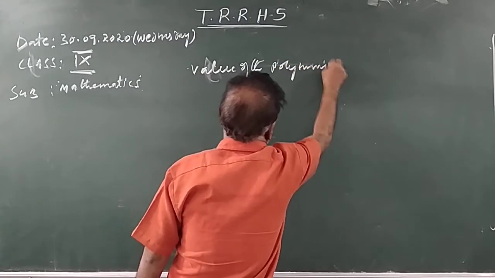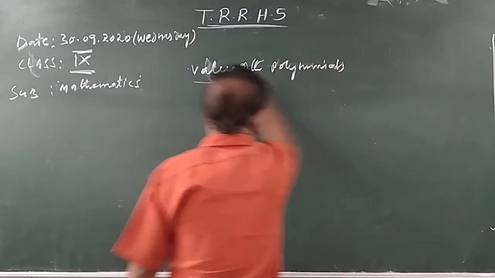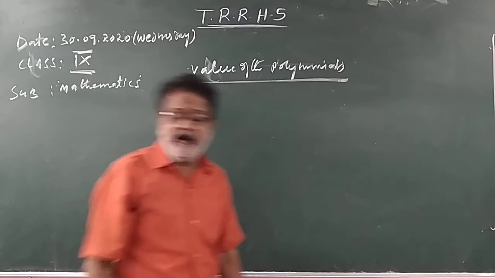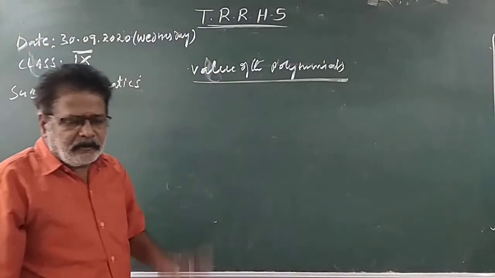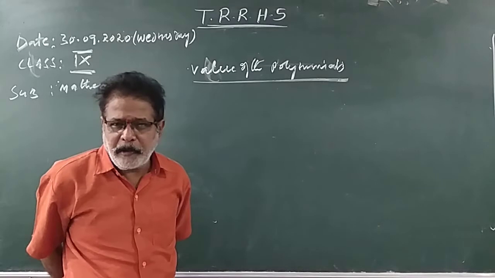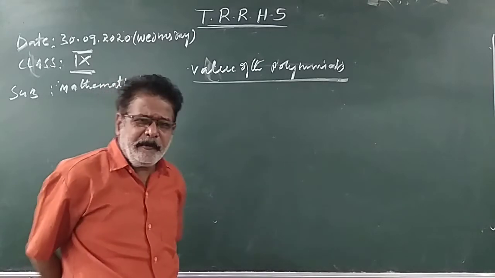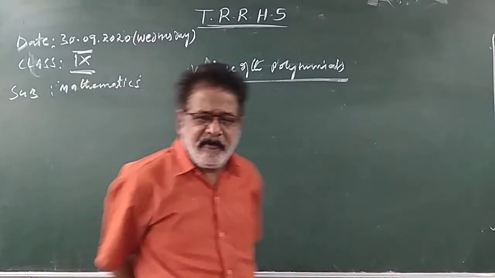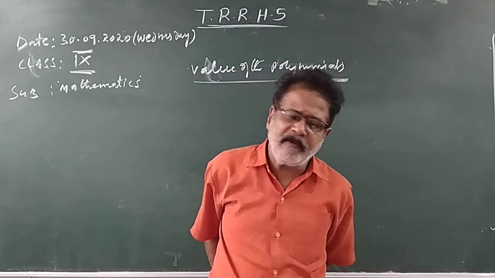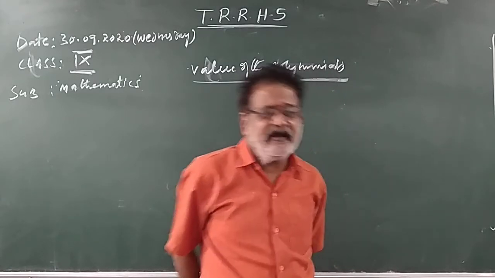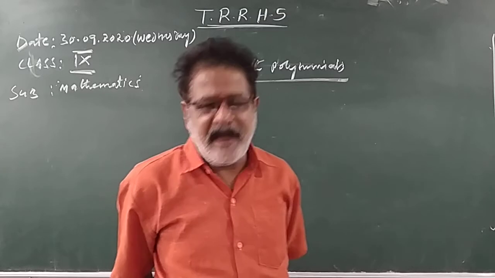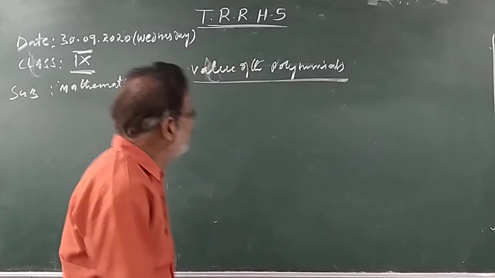Generally, polynomials are represented by p of x, p of y, p of z, like that. How to find the value of the polynomial? A polynomial may involve the x variable or the y variable or the z variable. Instead of the variable, we replace the variable by numbers. That is the value of the polynomial.